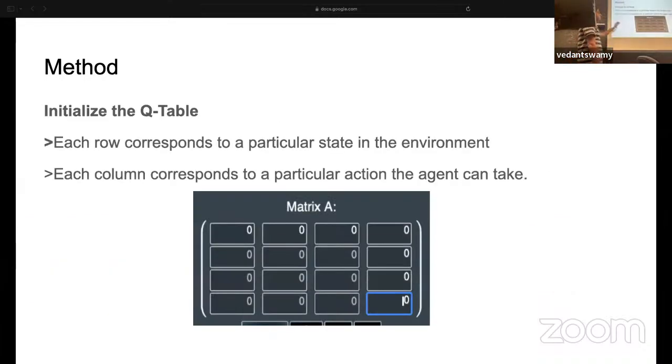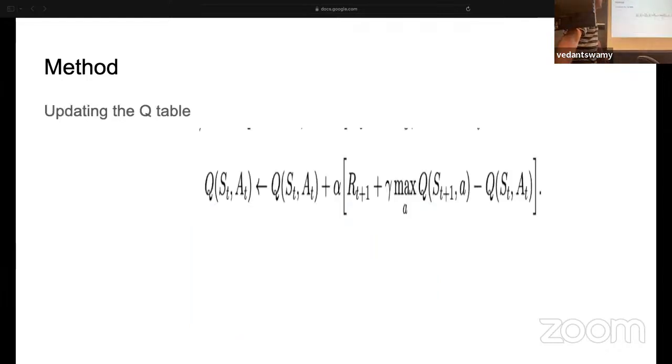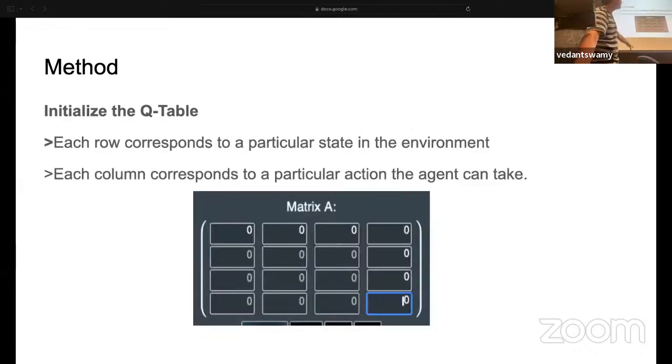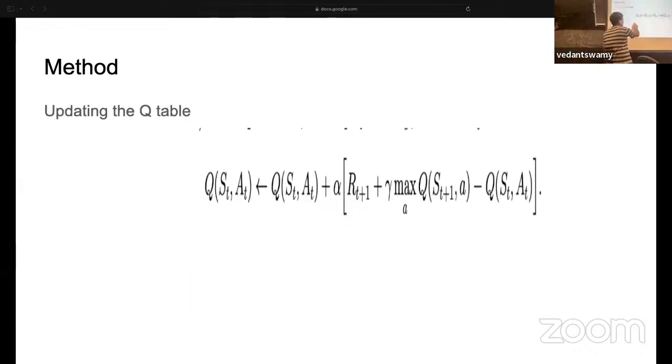Then we initialize a Q table. The Q table helps us understand the state action value at each particular state and action. So each row would correspond to a particular state in the environment, and each column would correspond to a particular action the agent can take. We first initialize the Q table, and then we update it using this value.